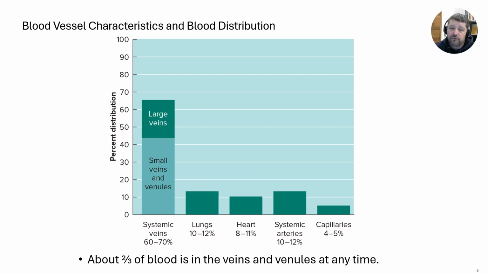So even though these other regions are really important for the functionality of the cardiovascular system, when we're talking about overall control of the majority of your blood in the body, it's the veins and venules that are controlling it and housing it. That's important because a lot of ailments that happen to individuals are due to the pooling of blood in the veins.